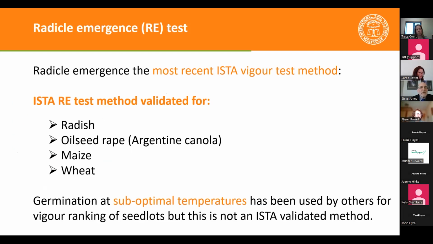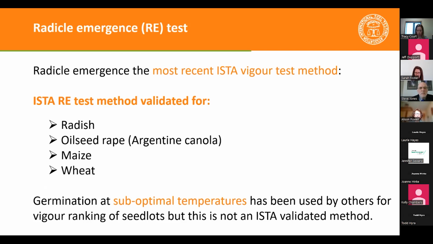As I mentioned, radicle emergence is the most recent vigor test method added to the rules. And these are the 4 crop species it's already established for. So laboratories with the ISTA rules would be able to follow these test methods and be able to produce uniform test results. But it's important to note that a lab needs to practice and perform those, get used to performing the test methods, and be involved in PTs to make sure their results are similar to others.